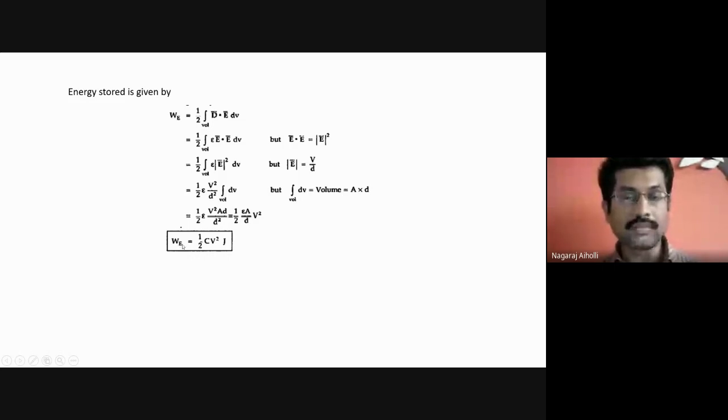Now this is WE is equal to half epsilon A by d. What is epsilon A by d? Yes, epsilon A by d is the equation for what? Epsilon into A by d is the equation for which parameter?